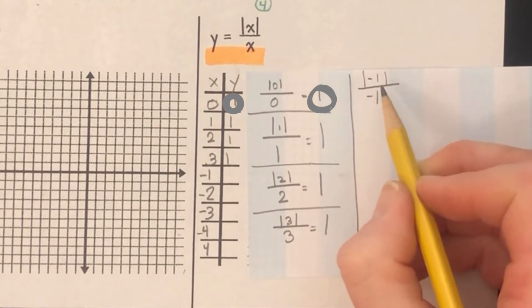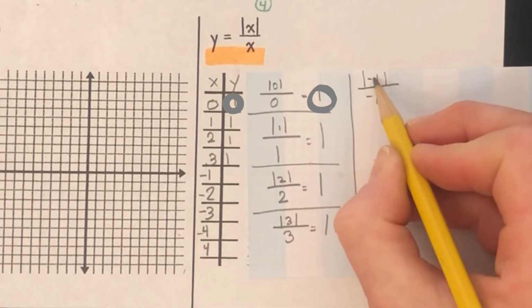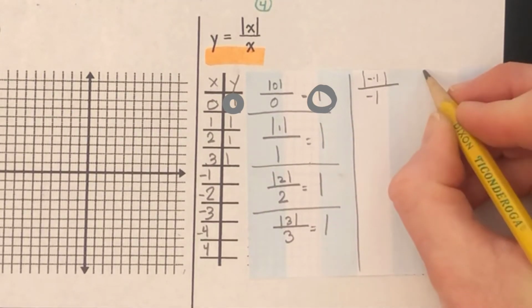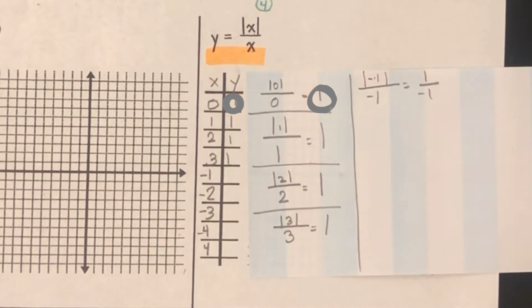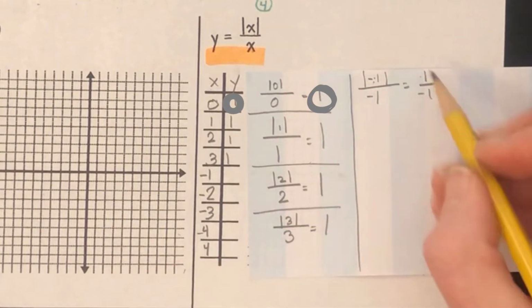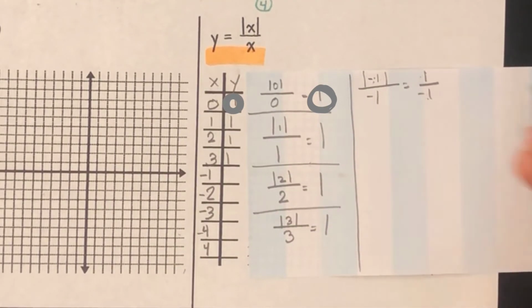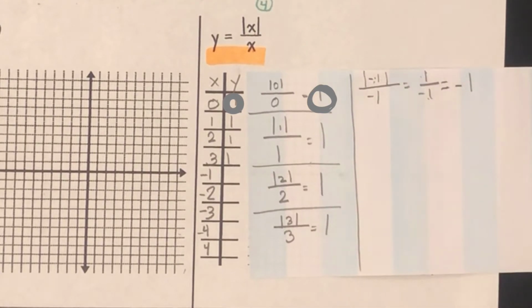The absolute value of negative 1 over negative 1. So the absolute value of negative 1 is positive 1 over negative 1. The absolute value of that becomes positive. So now you have 1 divided by negative 1. That would give us negative 1.